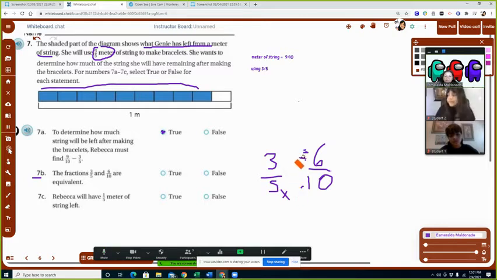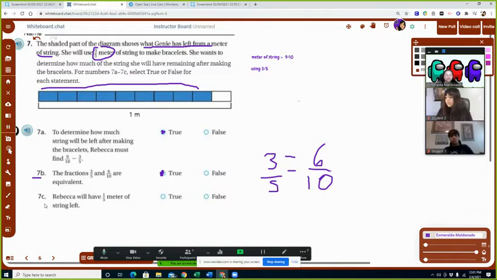So I basically multiplied 3 and 5 by 2. So 3 times 2 is 6. 5 times 2 is 10. So that means that the fractions are equivalent. They are equal. So that would be a true statement.